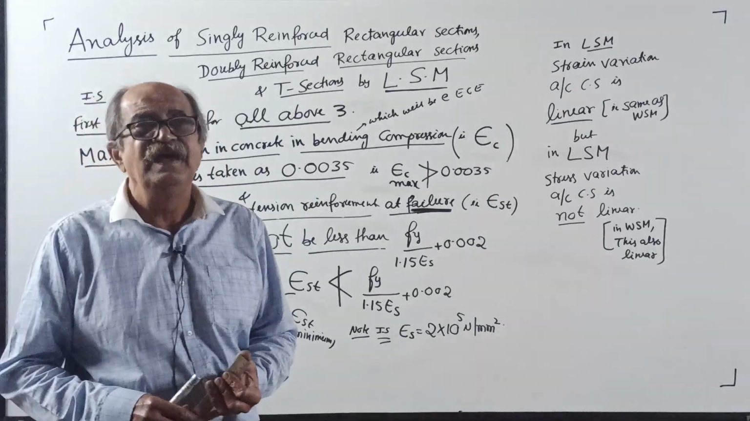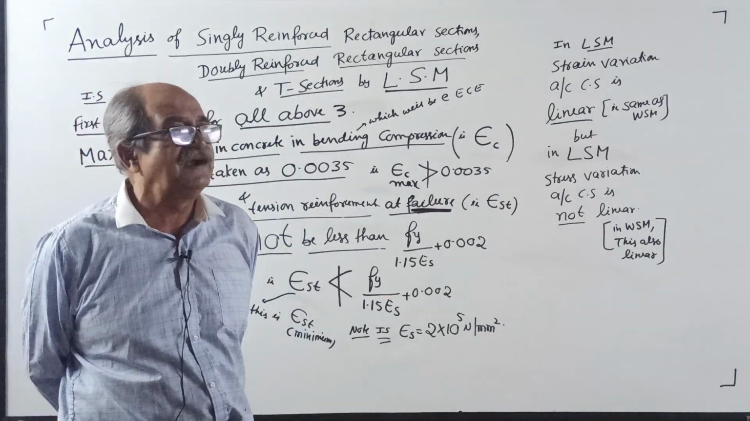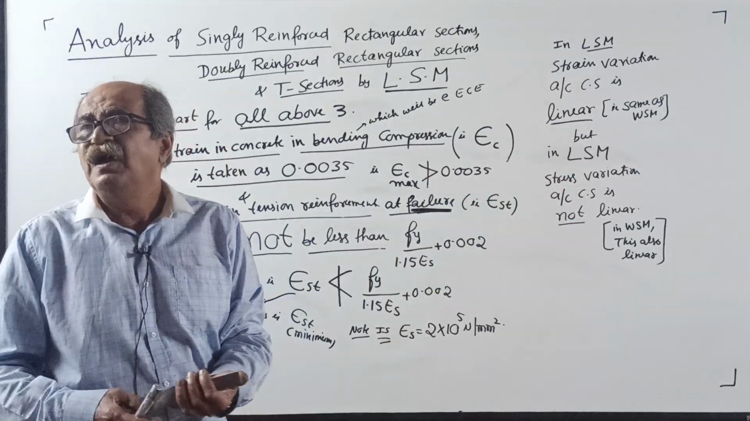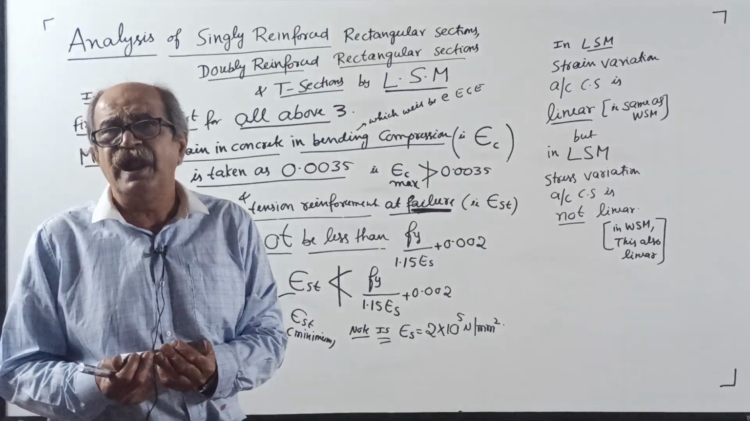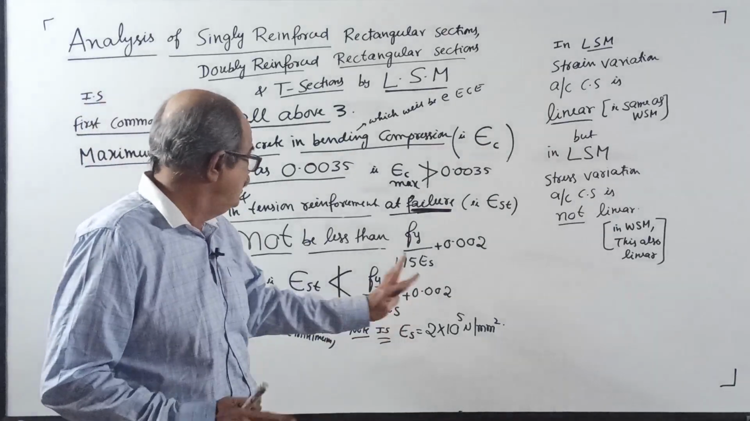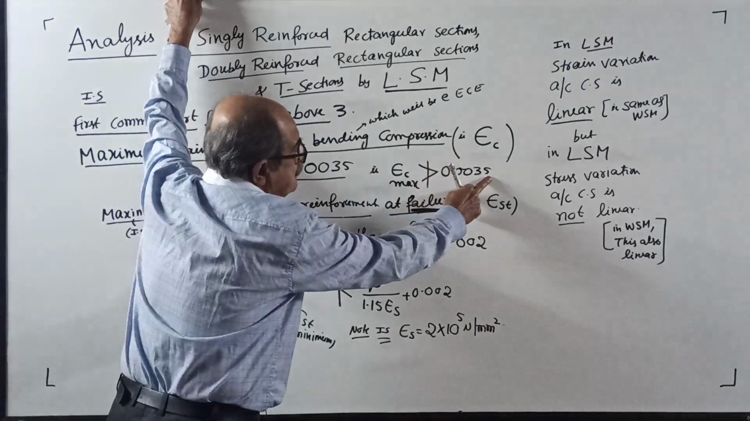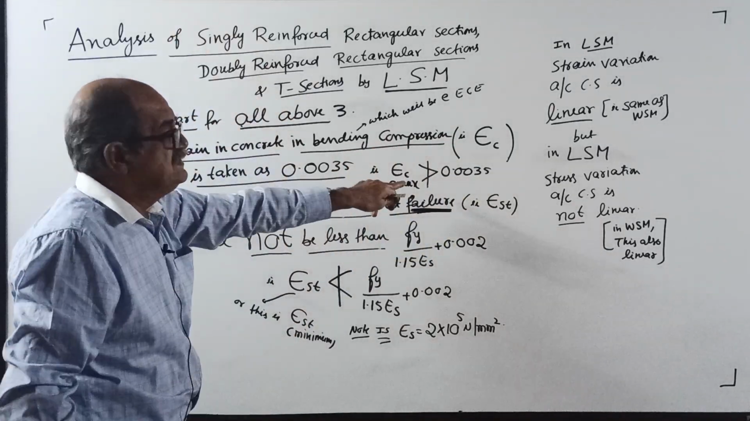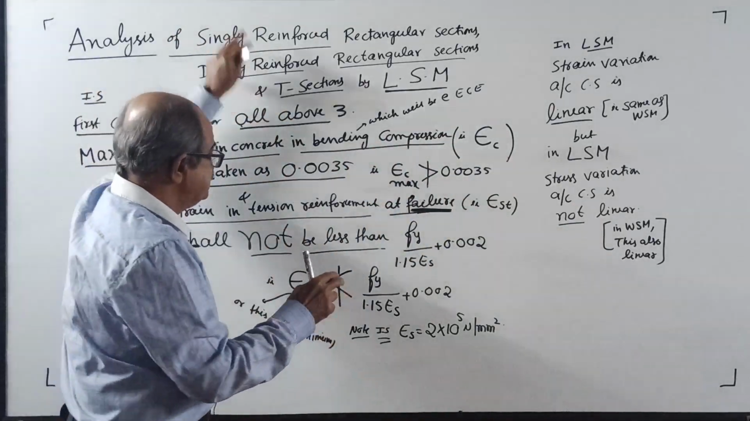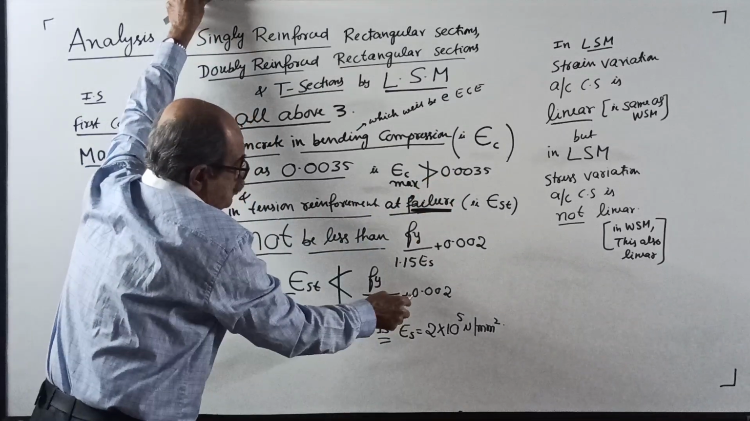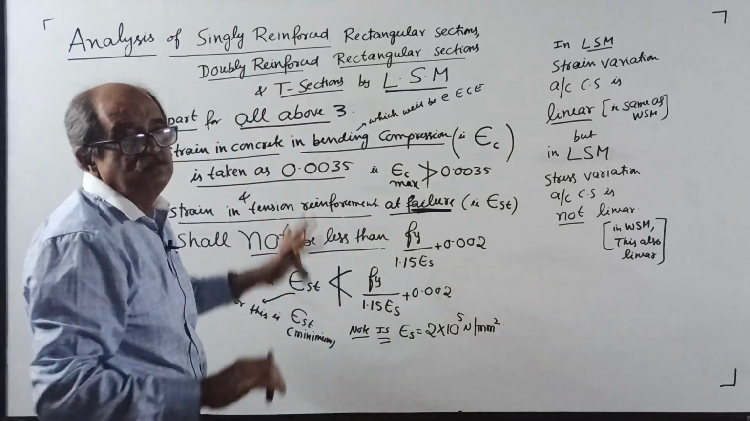Beautiful reason is there regarding primary tension failure, etc. Yesterday, I think, only in the group, I discussed for nearly 1.5 hours. Okay, for you, strain in concrete in compression should not exceed 0.0035. That is a maximum limit. And strain in tension steel should not be less than this value. So now these two values will repeatedly come.